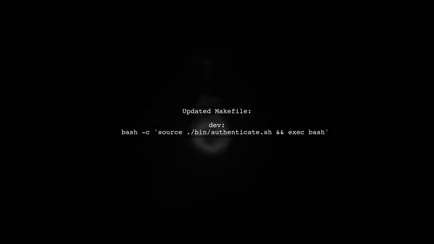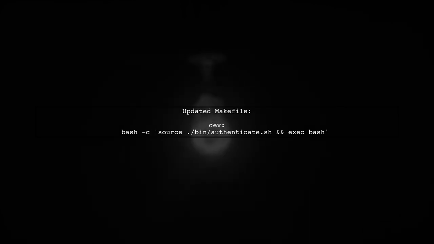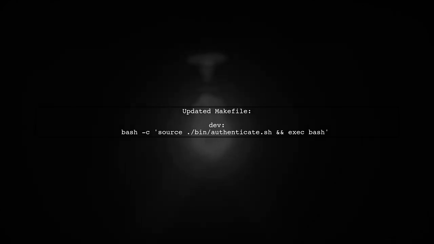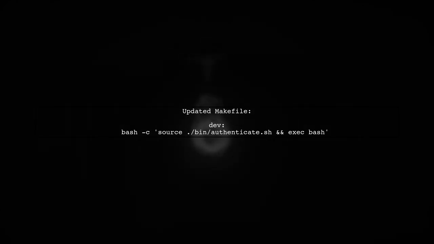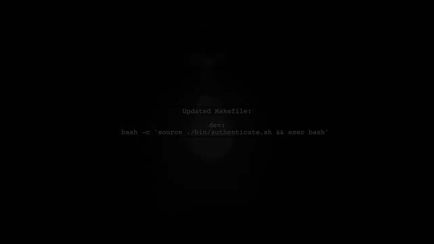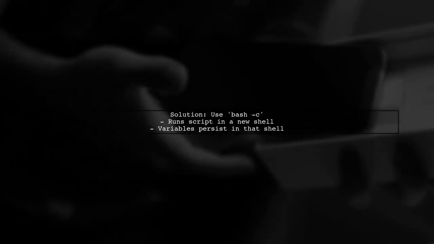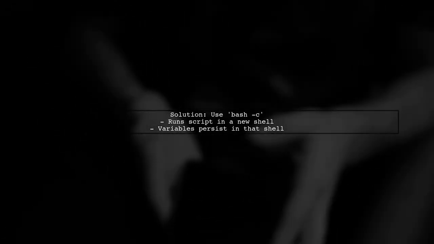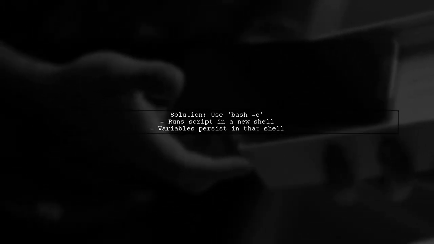To work around this, you can use the bash command to execute your script within the same shell. Modify your Makefile like this. This change ensures that the script runs in a new bash shell, allowing the environment variables to be set correctly. Finally, remember to test your Makefile again by running make dev. This should now work without errors.